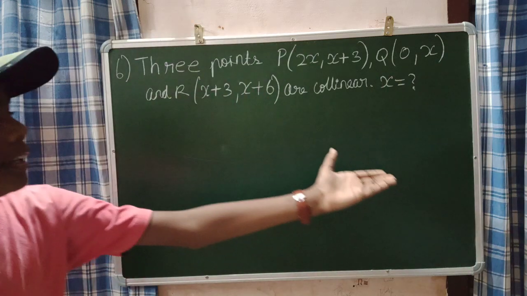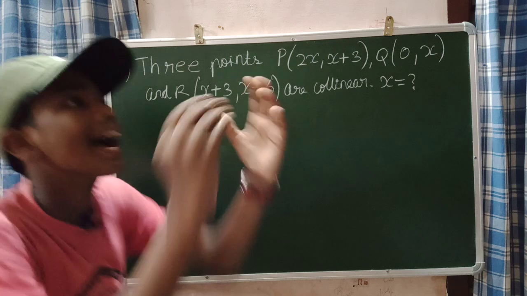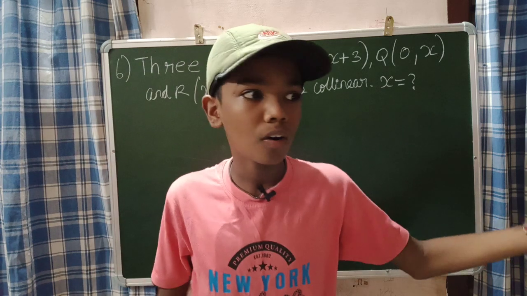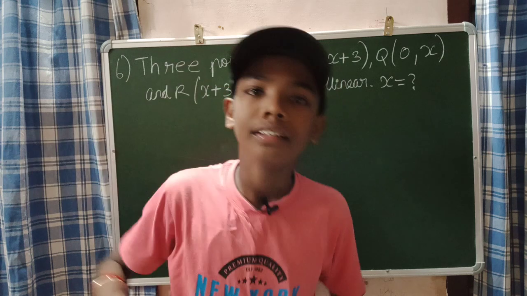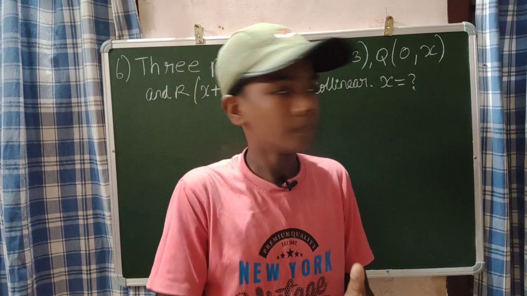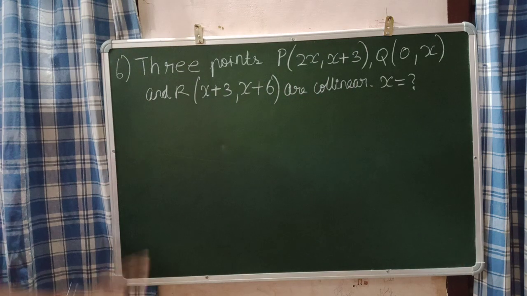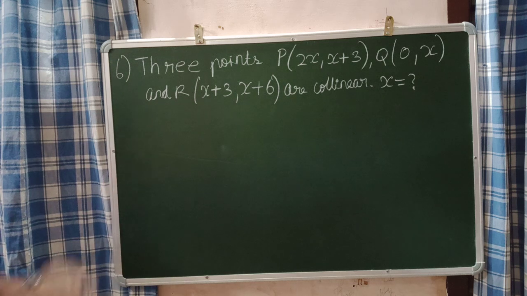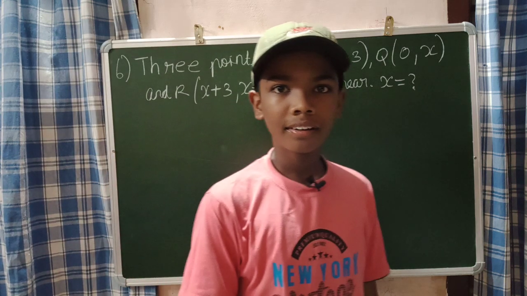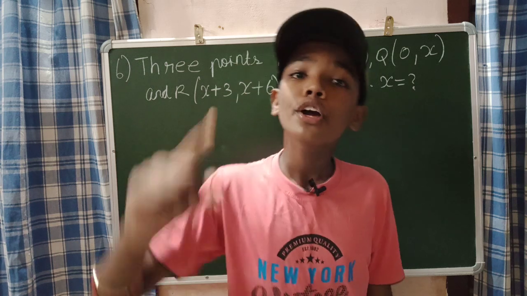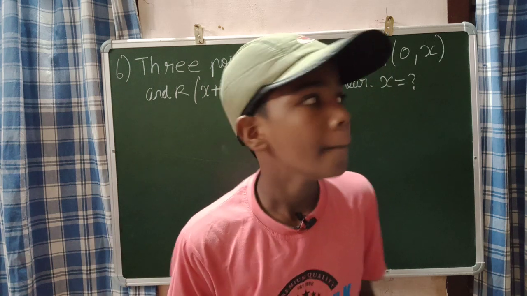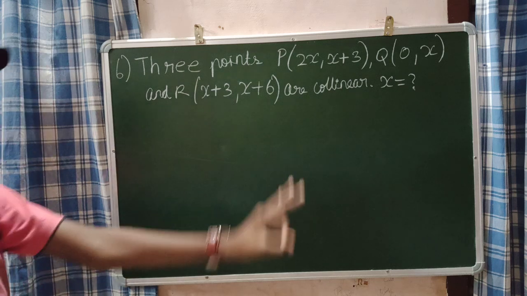Whenever you hear this type of question, or whenever you are asked to find the value of x, the first thing you need to strike into your mind is that the area should be 0. Please understand, guys, if the 3 points are collinear, the area of the triangle is 0. Is it not? So your area of a triangle is 0 because the 3 points are collinear.